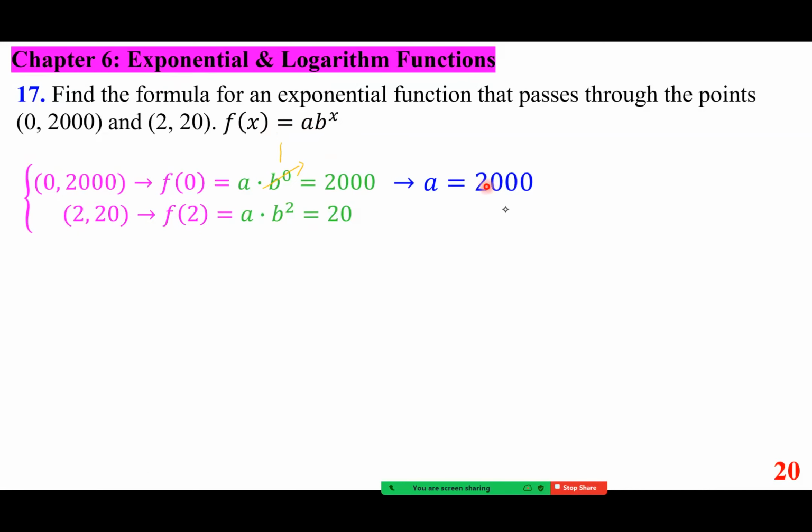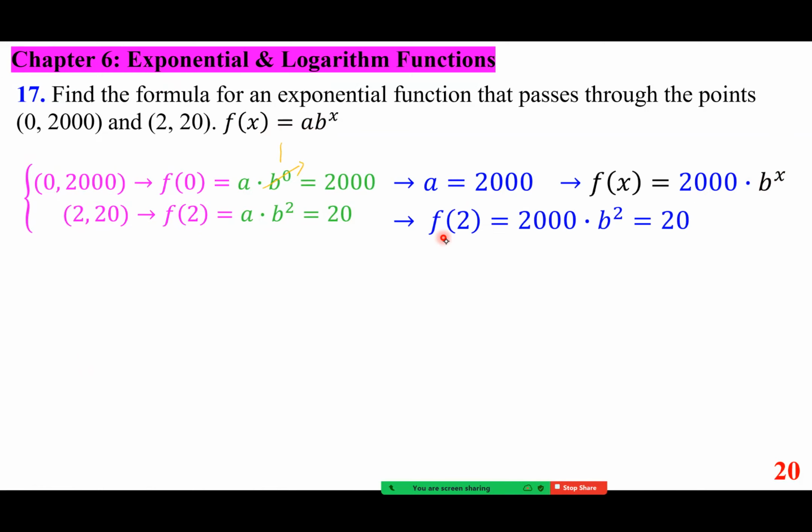And so in this formula, we replace the a with 2000. So a b squared is 20. So that means 2000 times b squared is 20. That's the meaning of it. We can divide by 2000, and the right side becomes 1 over 100. And b has two answers, plus or minus 1 over 10. And we keep only the positive value.